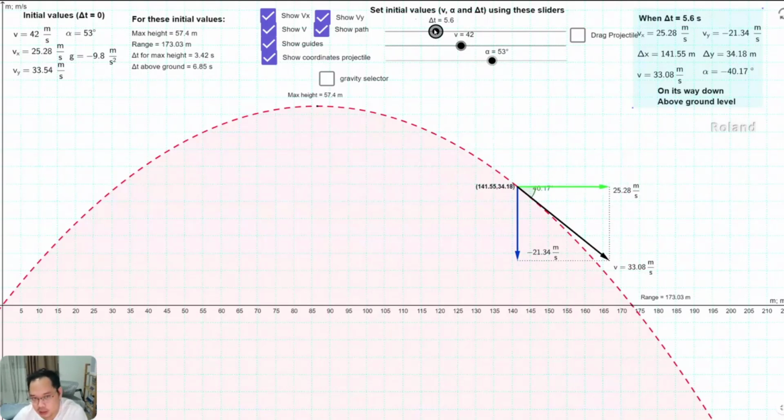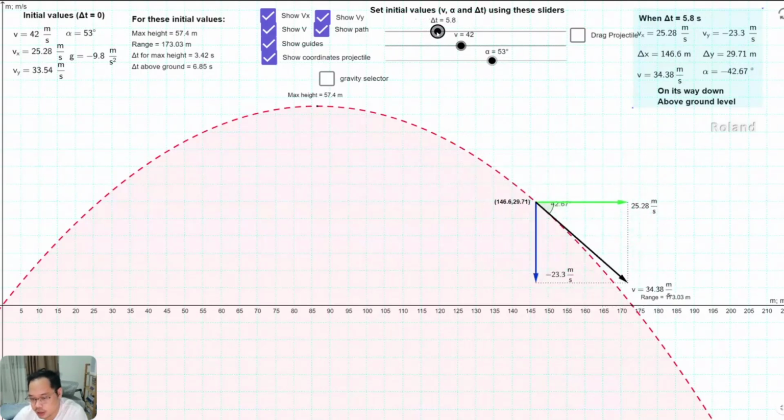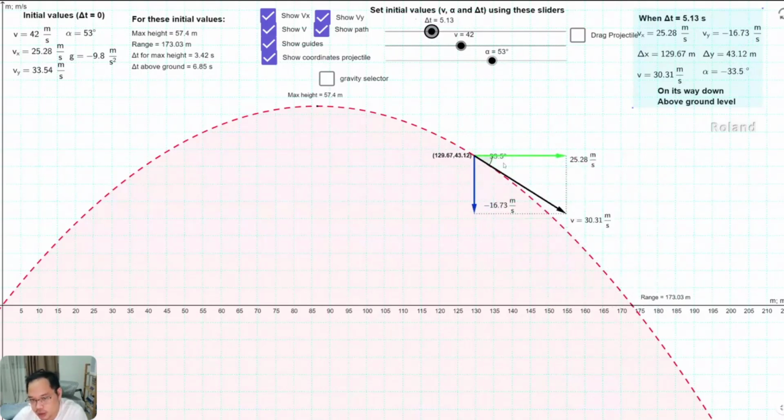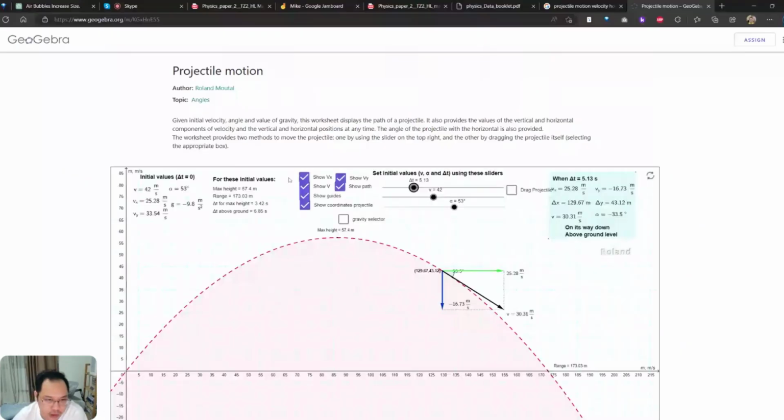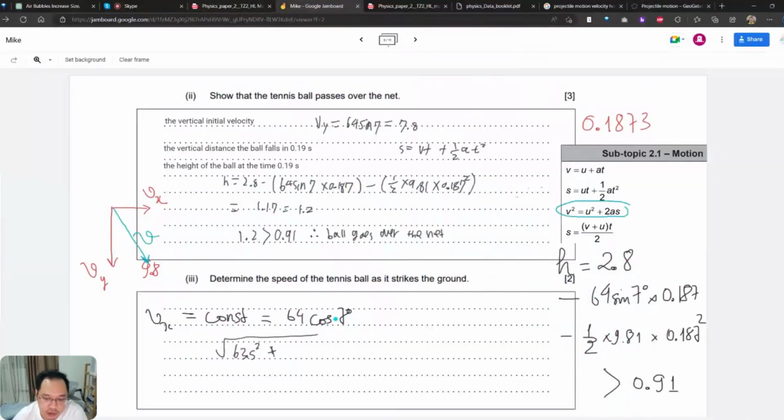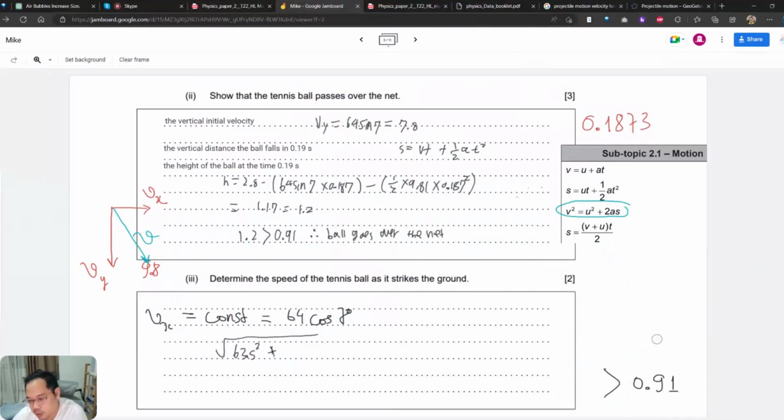We ignore the air resistance. Therefore, there is no acceleration in the horizontal direction. Horizontal velocity is constant, which is 64 times cosine 7 degrees here. But the vertical velocity, you need to calculate at the instant that the ball hits the table. The ball starts from here, hits the table down here. It takes some time, but we don't know the time. Therefore, we can use the third formula here to calculate the vertical velocity when it hits the table.